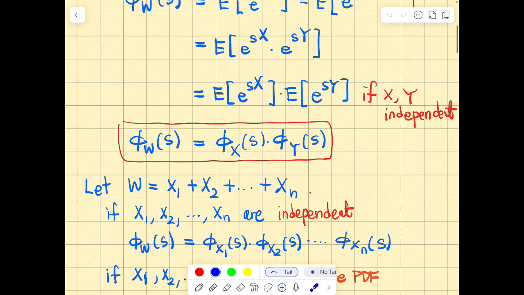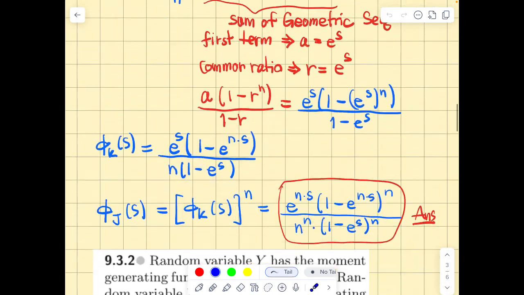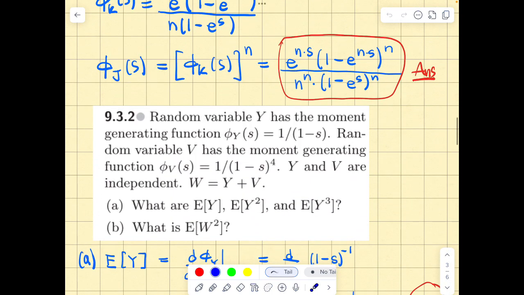Okay, so let's see an example. We have example 9.3.2. This is from the problem at the end of the chapter. We have random variable Y, and we happen to know the moment generating function, which is phi Y of s equals 1 over 1 minus s. You see that this is a function of s. S is the argument of the moment generating function.